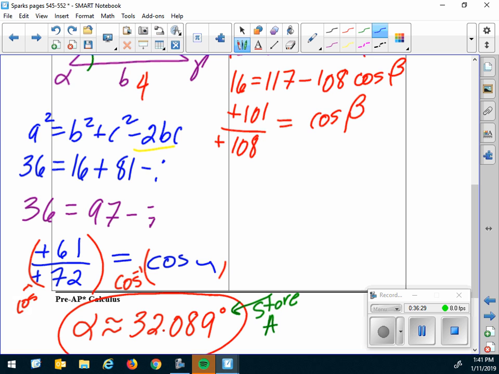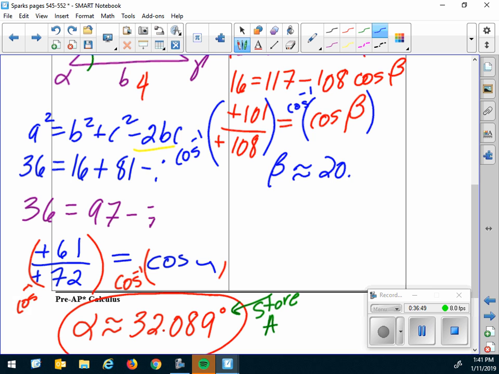Are you getting this? How do I get beta? Inverse what? Cosine inverse. So beta is approximately, I'm going to trust you, 20 point what? Does anybody agree with Landon? I hope so too.